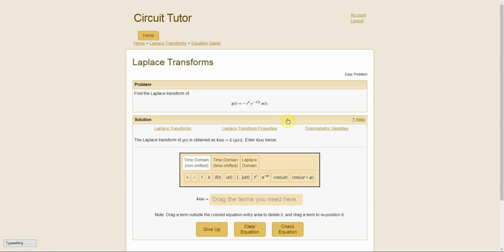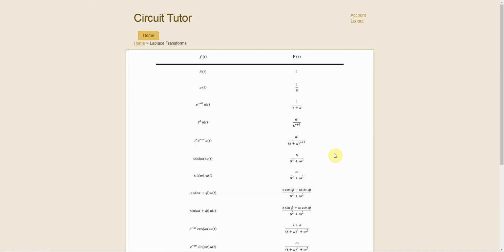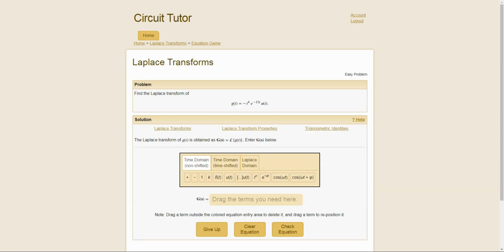So in this case, it's a little bit more complicated. So now we have t to a power times the decaying exponential times u of t. So that one maybe we need to look up. So let's go into the table, and that's t to the n e to the minus at u of t is the form that we need to use because this one doesn't have the exponential. So we need n factorial over s plus a to the n plus 1 power. So in this case, as you may remember, the n was 4.